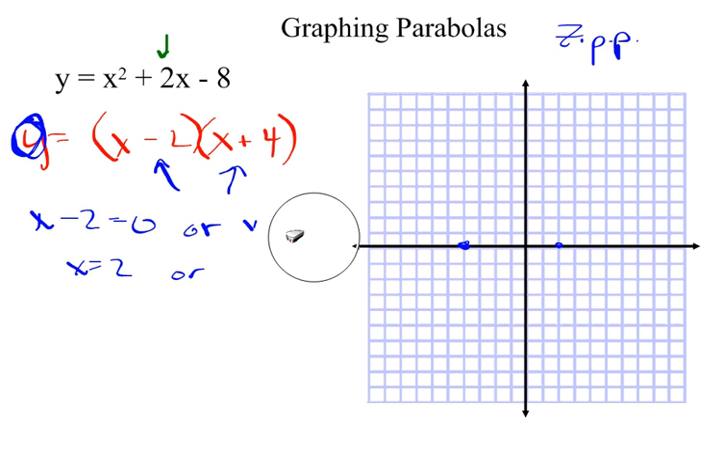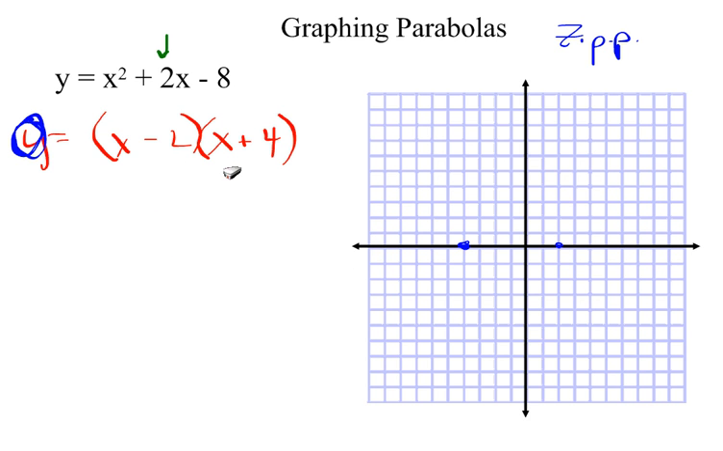Then at this point, we need 4 things. I want you to give me 4 things to graph. I want the x-intercepts, I want the y-intercept, and I want the vertex. Okay, so I'll do the vertex next.